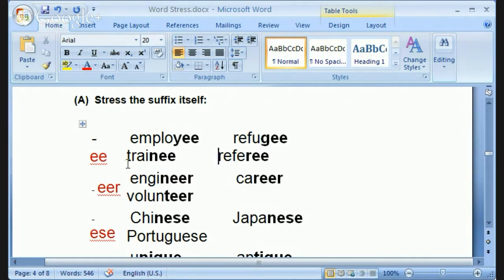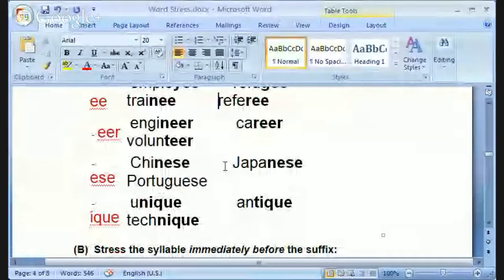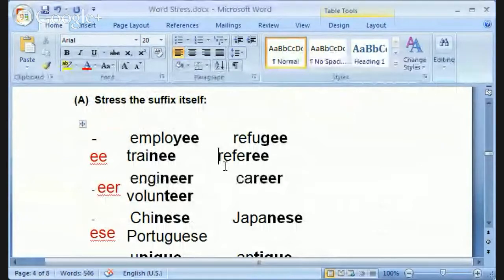These long E sounds: trainee, or ear, also, volunteer, career, ESE, in which we talk about origin or nationality: Chinese, Japanese, Portuguese, and even the eek sound. It doesn't have an E, but it still has that long E sound: unique, technique, antique. All of the words in this group stress the suffix itself. Usually, if the ending of the word is the E sound, we're going to be stressing the suffix itself, the end.